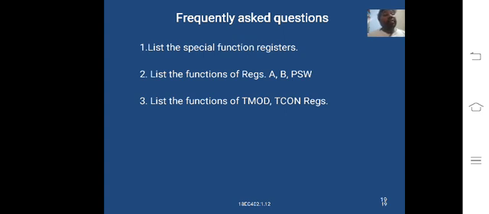List the functions of registers A, B and PSW. The function of register A: it is the most important register of the 8051 microcontroller and is used to perform arithmetic and logical operations, and the destination or resultant can be stored in the A register. These are some functions of register A and also register B.